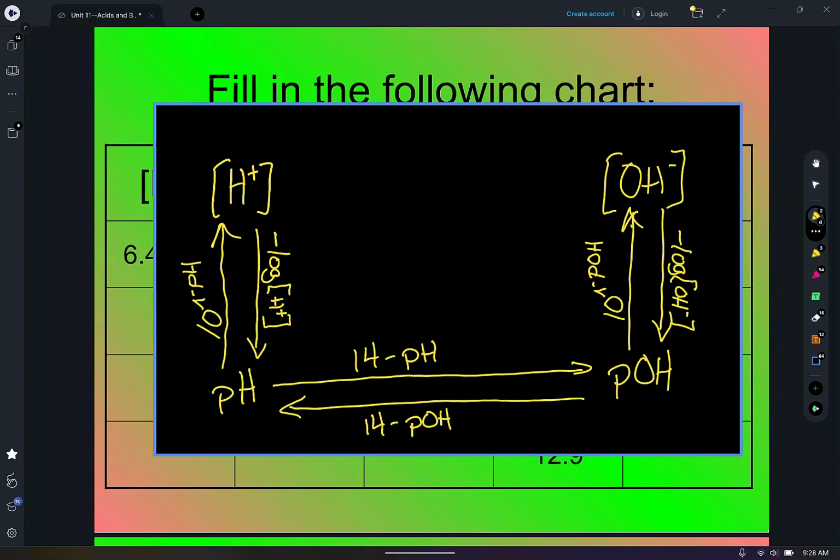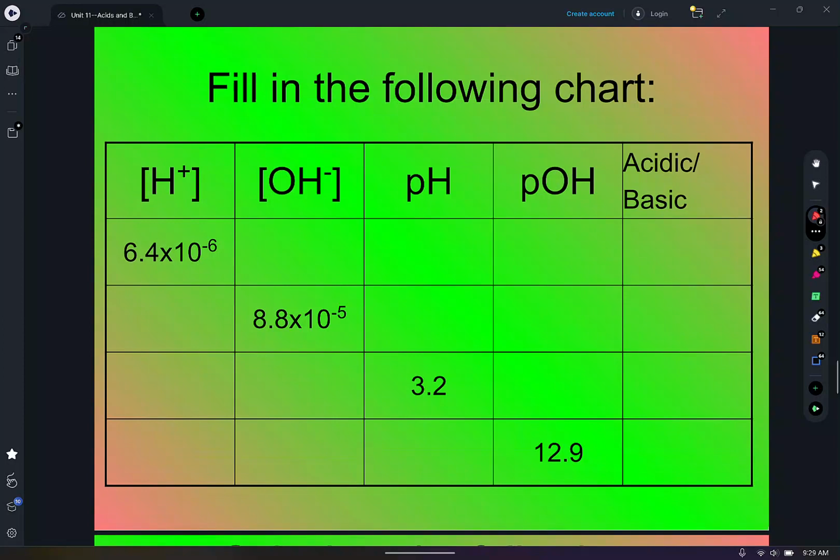Okay, so here's what I'm going to do. I'm going to take this off the screen and put up the chart again. You're going to pause, write down this chart, and then we're going to fill it in together. Okay, so here we go. I'm going to use that chart and keep referencing it. I'm going to bounce between all of these different things.